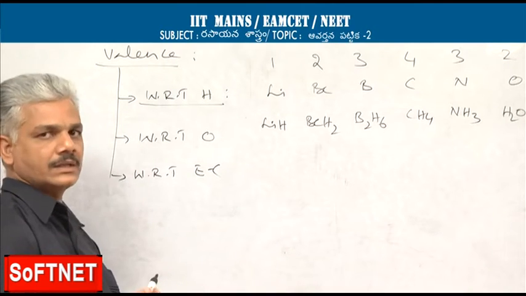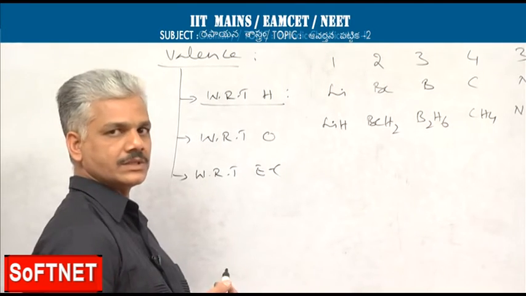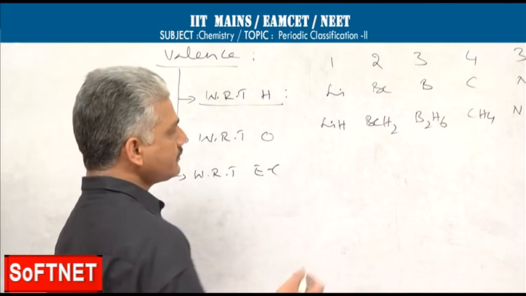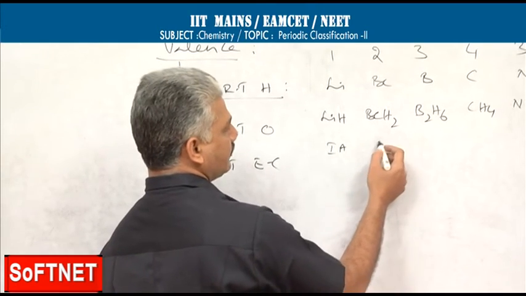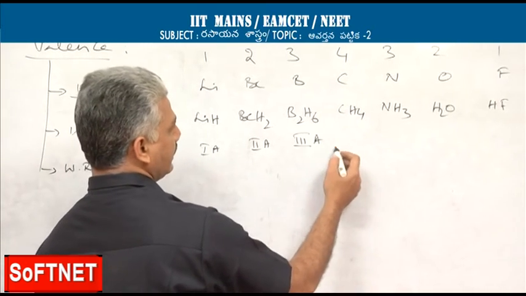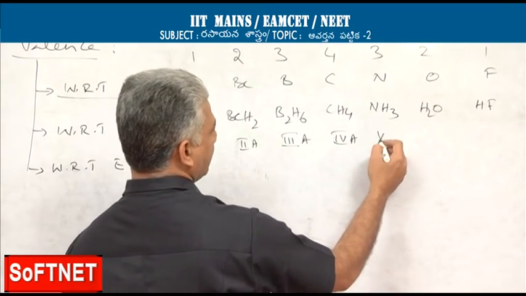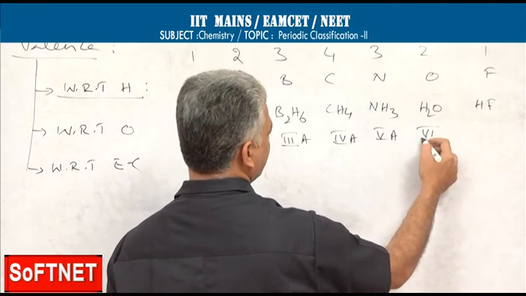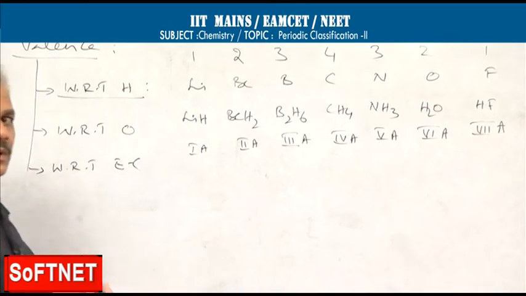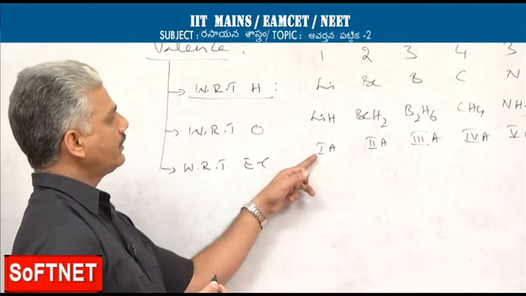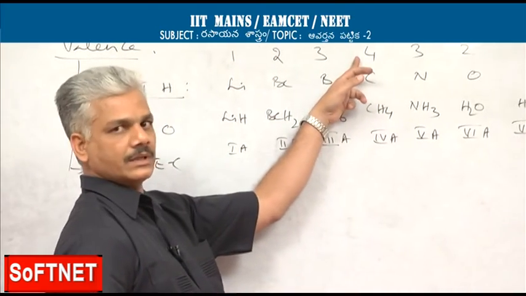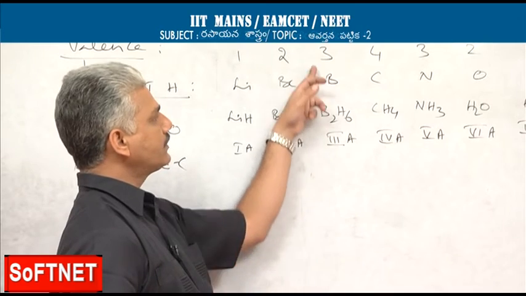So, as you look at these values, there is some correlation between the valency value and the corresponding group number. Lithium belongs to 1A group, beryllium belongs to 2A group, boron belongs to 3A, carbon belongs to 4A, nitrogen belongs to 5A, oxygen belongs to 6A, fluorine belongs to 7A. So, group number and valency are correlated. Up to 4th A group, the group number is equal to the valency.